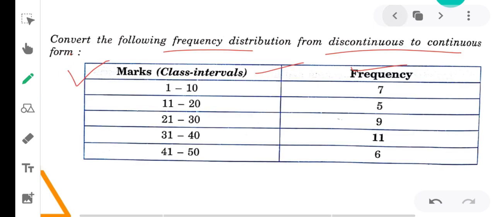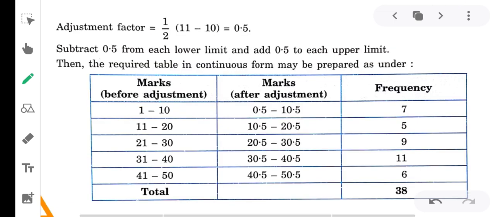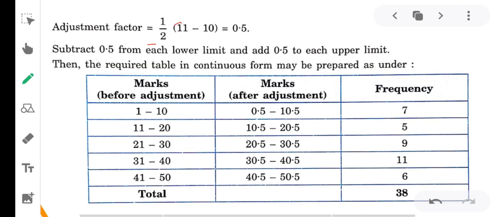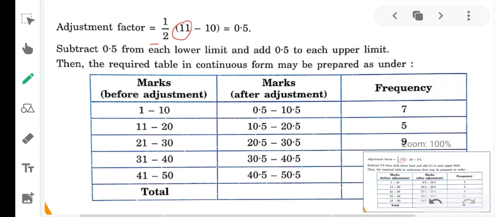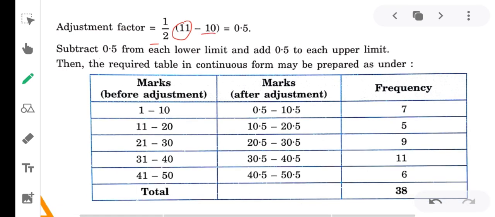For example, 11 is the lower limit of a class and 10 is the upper limit of the previous class. So the formula is 1 by 2 into lower limit of a class minus upper limit of previous class, that is 10. So 11 minus 10, that is 1. So 1 by 2 is 0.5. Clear? Now subtract 0.5 from each lower limit and add 0.5 to each upper limit. So make a table, write down your marks, and write in brackets before adjustment and after adjustment.